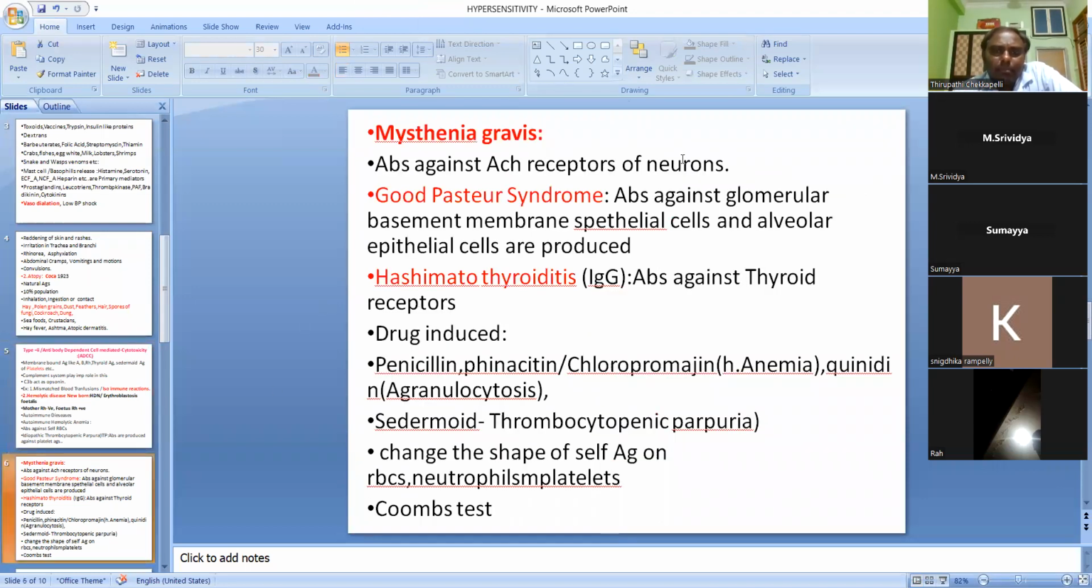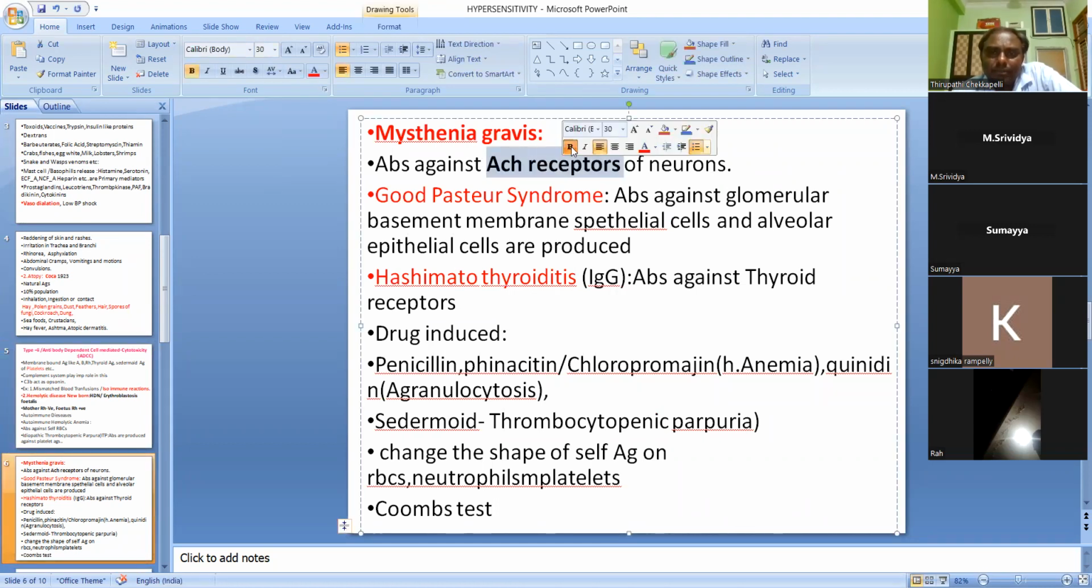Okay, here the membrane bound antigen is the ACh receptor. Its structure is modified. Antibodies are produced against acetylcholine receptors, which are proteins, which are antigens of the neuron.